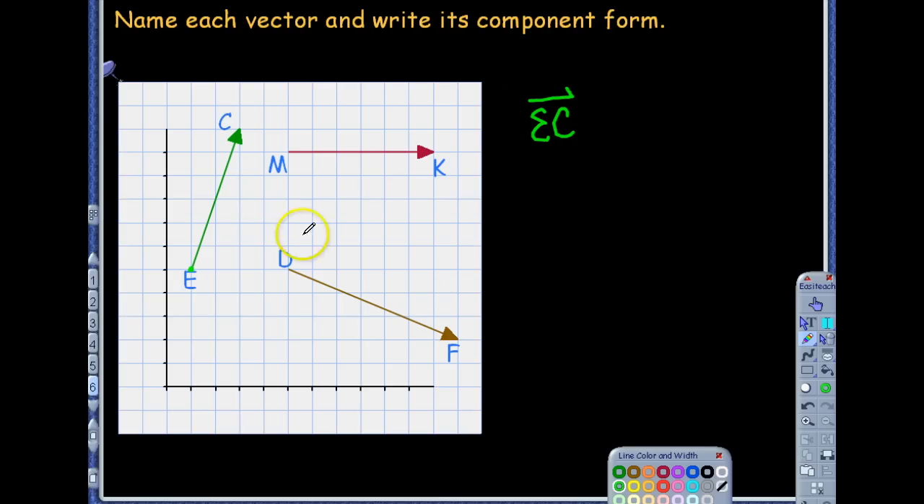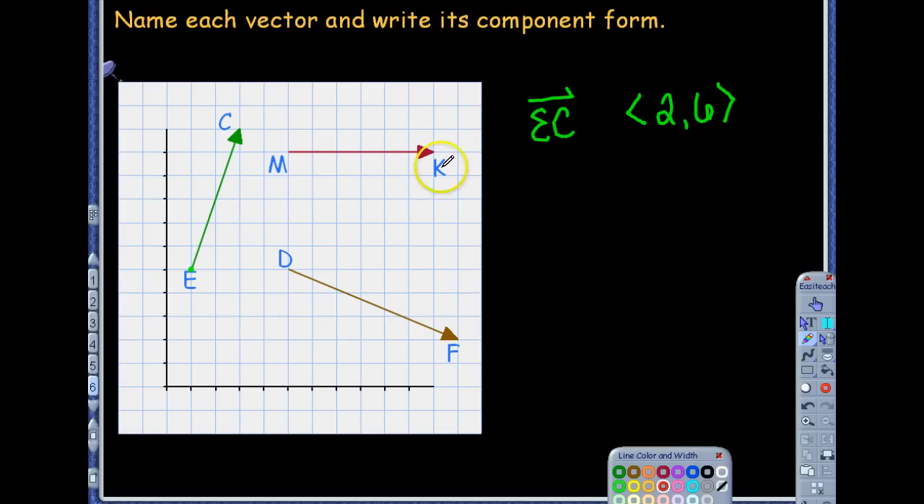Awesome. So make sure you always start with the initial point, the piece that doesn't have the arrow with it. All right, so we've got vector EC, and its component form, if I want to look at horizontal and vertical shifts, how much is it changing horizontally? It goes to the right 2, so 2, and then up 1, 2, 3, 4, 5, 6. So 2, 6. Now, again, it's not an ordered pair, so I'm not putting it with the parentheses. We're using that vector notation.